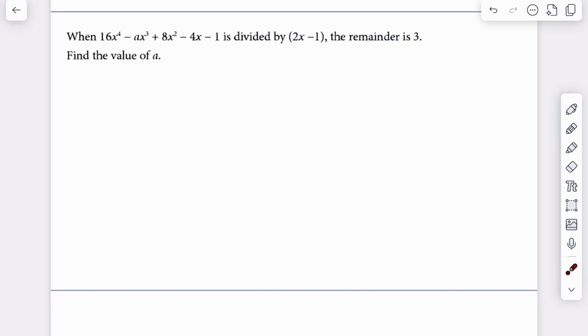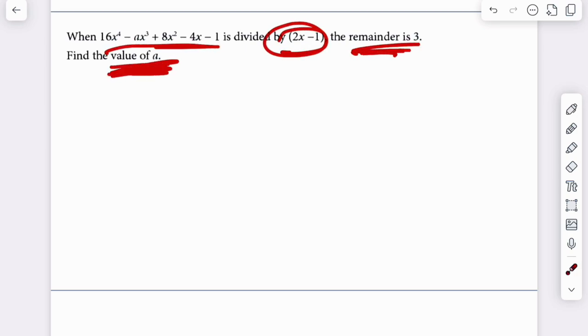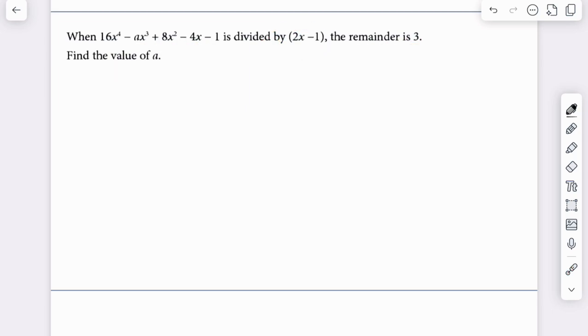Alright guys, now in this example, we've actually got an example from the textbook, the Oxford version. Basically what it's saying is, when this polynomial is divided by 2x minus 1, the remainder is 3, and it wants us to find the value of a. So this is a classic type of remainder theorem question that's a bit more practical. It's using the remainder theorem to solve a problem. In this case, find a. So you get these a lot.